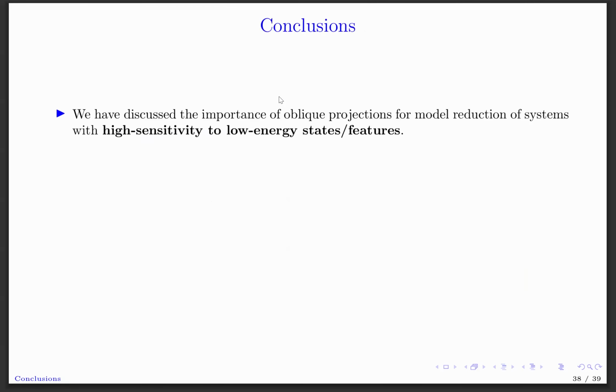Excellent. So, conclusions. We've discussed the importance of oblique projections for model reduction, especially when you want models that are capable of telling you what happens to a quantity of interest in response to varying inputs and initial conditions during transients. That's very useful for control design and optimization, where if you're trying to optimize a controller, then a small variation in the control input will induce a transient that might be high energy. And so you do want to capture those types of dynamics.